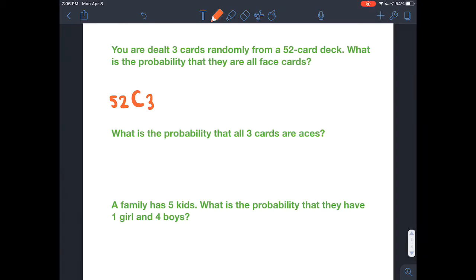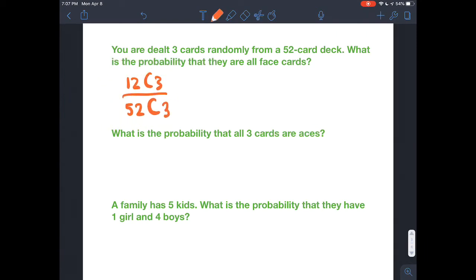Okay, the probability that they are all face cards. So here's the tricky part, right? We have the number of total possibilities, but what is the number of favorable outcomes, right? Well, we just have to calculate every single way that you could get 3 face cards, okay? Well, how many face cards are there? Well, there are 12 face cards. So how many ways can we pick a set of 3 from 12? Well, it's 12C3. Okay, so our answer would be 12C3 divided by 52C3.